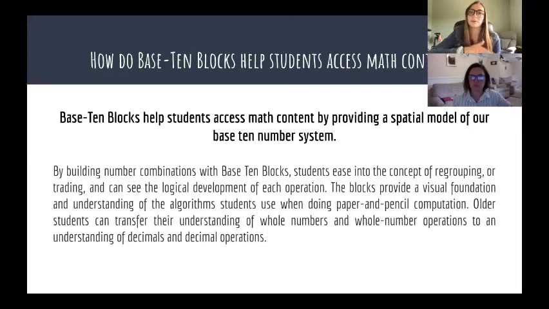As I said, they build upon whatever they've learned in the past. So the younger grades are introduced to the base 10, and it slowly builds up to adding and subtracting, multiplication, division, and decimals, but they always build off their prior knowledge of where these numbers are in an equation. The blocks provide a visual foundation and understanding of the algorithm students use when doing paper and pencil. Older students can transfer their understanding of whole numbers and whole number operations to an understanding of decimals and decimal operations.